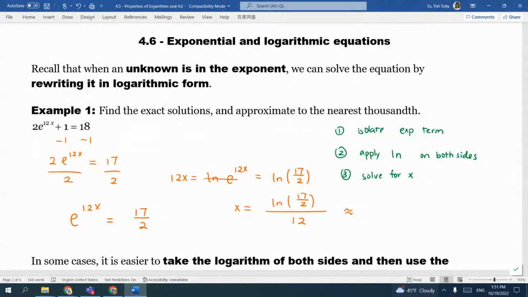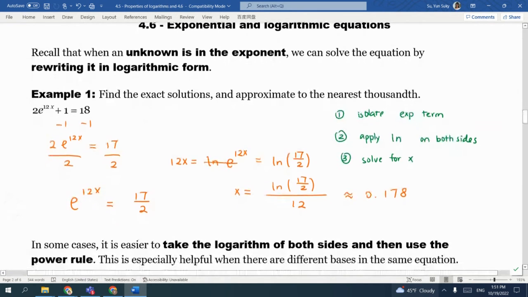Type this in your calculator. What do you get? Give me 3 decimal places. 0.178. Right, everybody?